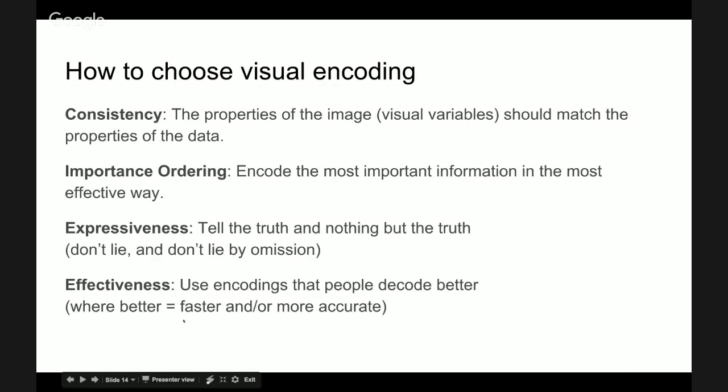And the last one is effectiveness, which means that you should use encodings that people can decode better. And that goes along with this importance ordering here, where you should use the most effective encodings first. So this rule is about the ordering of the encodings, whereas this one is about using only the most effective encodings. Don't use an ineffective encoding if you have a more effective encoding not yet used.